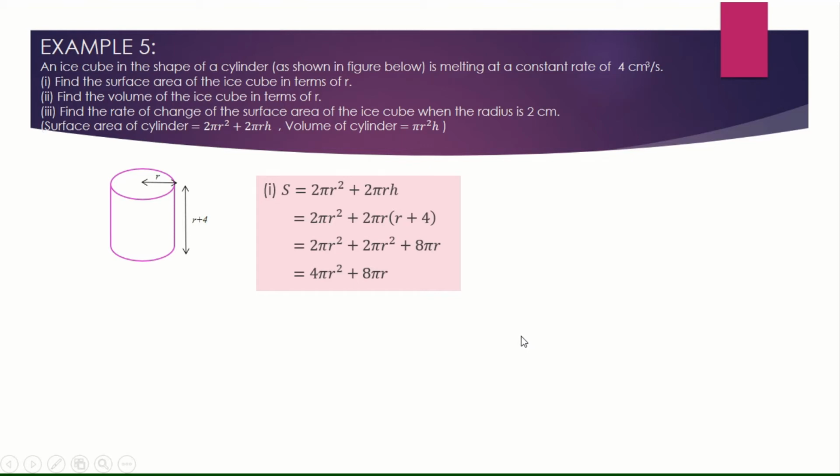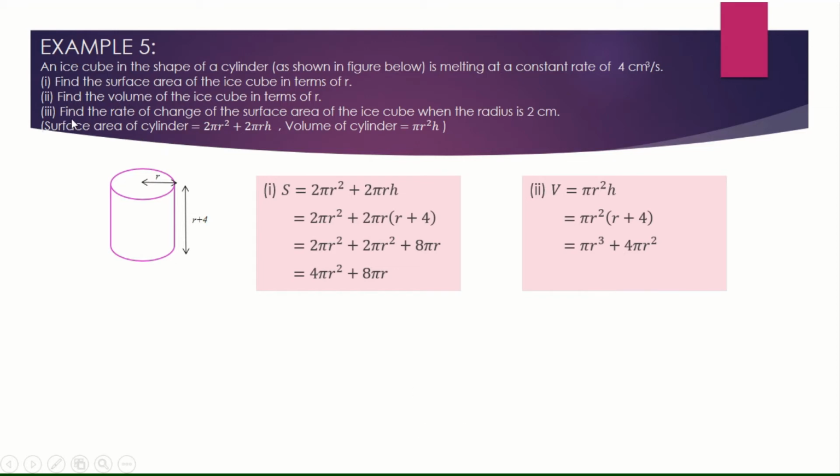Now we go to question number 2. We want to find the volume of the ice cube in terms of r. We know the formula for volume is V equals pi r squared h. We replace the h with r plus 4 and we expand it. So we get the volume is pi r cubed plus 4 pi r squared.